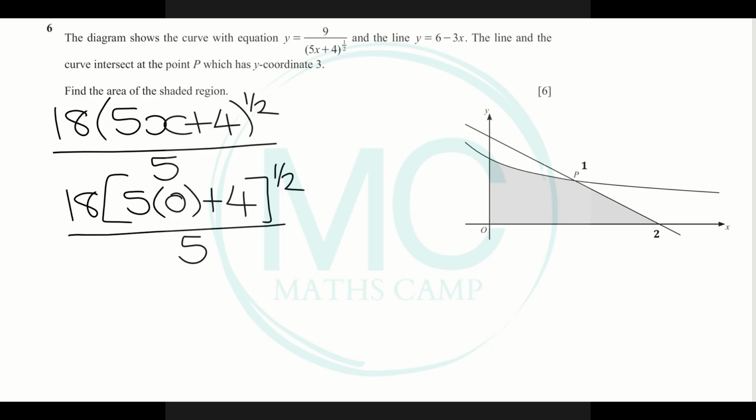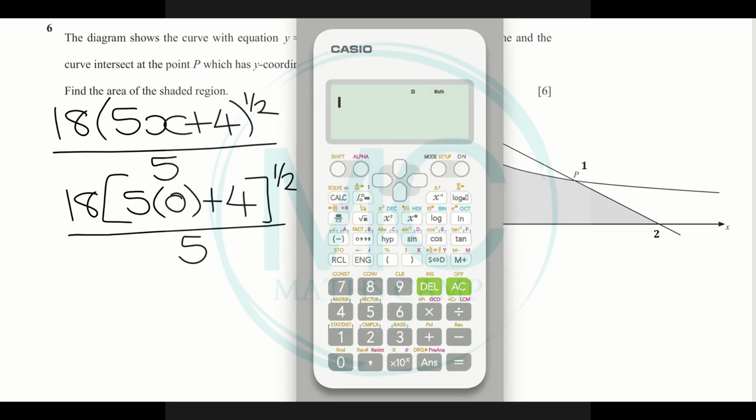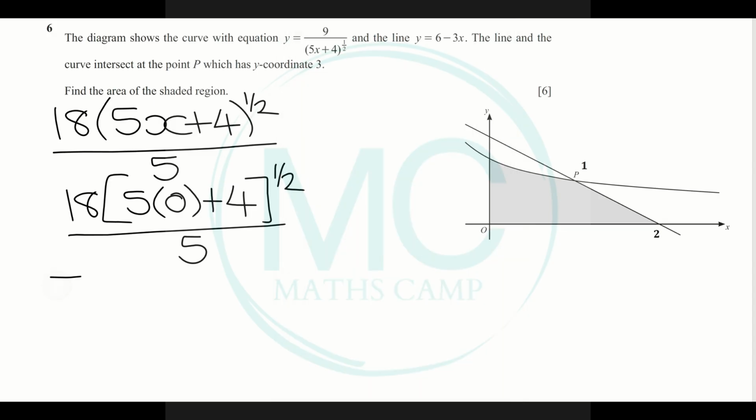And you can put this straight into your calculator. So we can say 18, open a bracket, 5 multiplied by 0, plus 4, close the bracket with an exponent of 1 over 2, all over 5, and we get 36 over 5. You can write this down over here, 36 over 5.